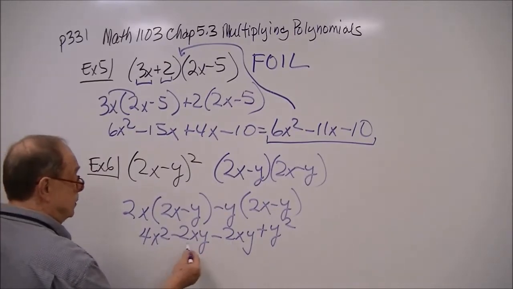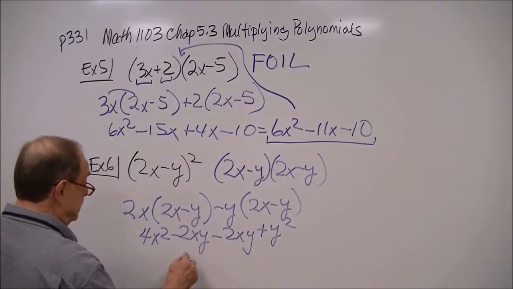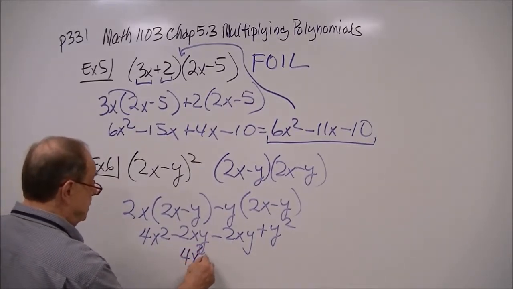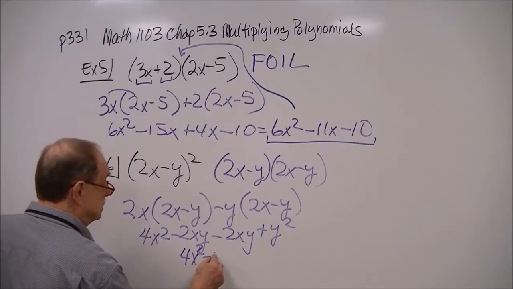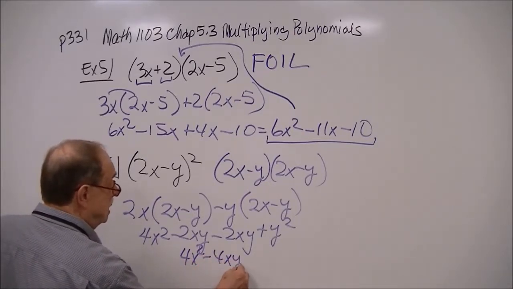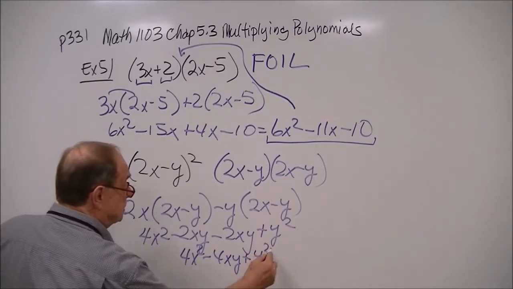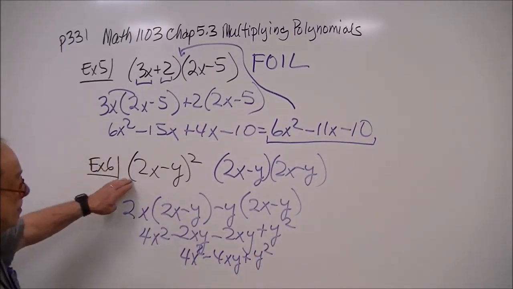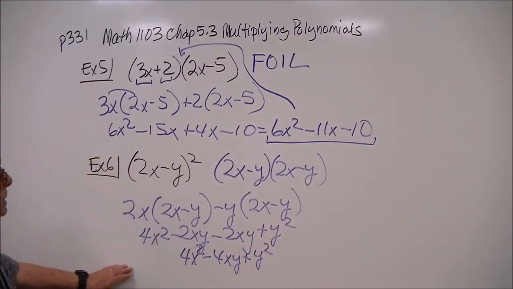Now we do have like terms in the middle, so this eventually becomes 4x squared minus 4xy plus y squared. We're going to give you a much shorter way to do this once we deal with what is called special products.